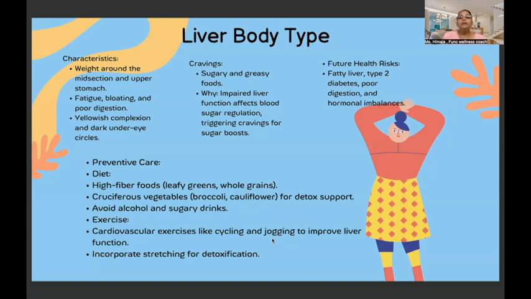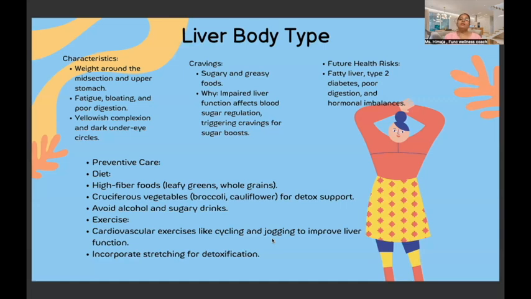Because impaired liver means the liver will not be in optimal working condition. This impaired liver will affect blood sugar regulation and trigger cravings for a sugar boost. That's why they will always want sugary foods. The future health risk is that the person may develop fatty liver disease or type 2 diabetes, and also poor digestion and hormone imbalances.